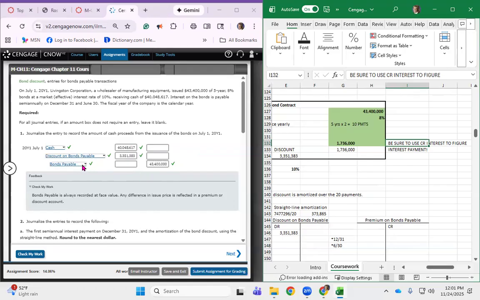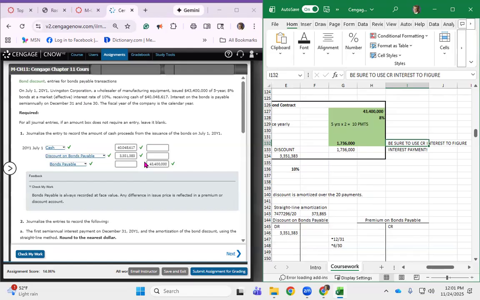Then I know that I'm going to put the whole face of my bond in the bonds payable. So that credit would be 43,400,000. And the difference, right? The difference is this discount. When you put this number in, that's the cash, that's the bond price. And you put the face in, the discount is the amount that makes this journal entry balance. When you add these two numbers together, it equals the face. The face goes in bonds payable.